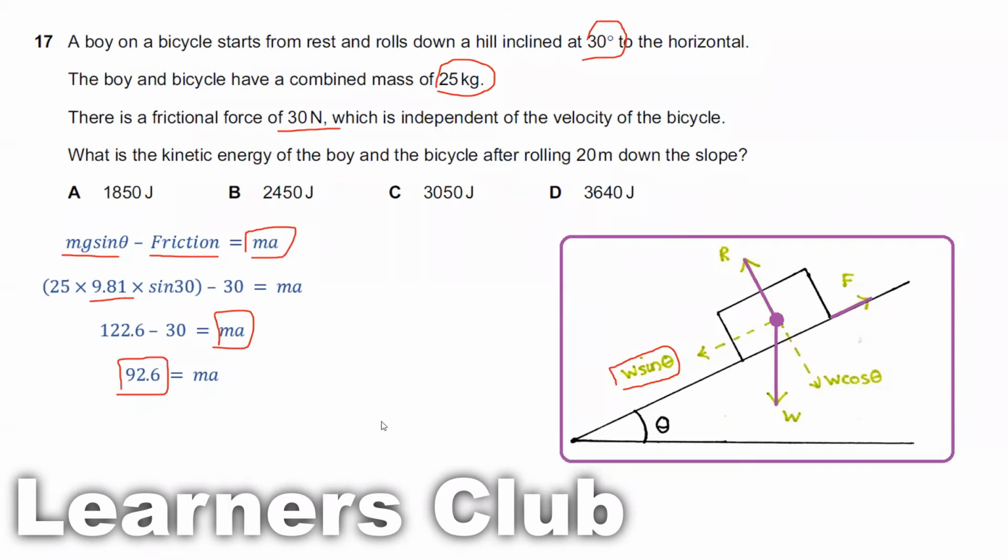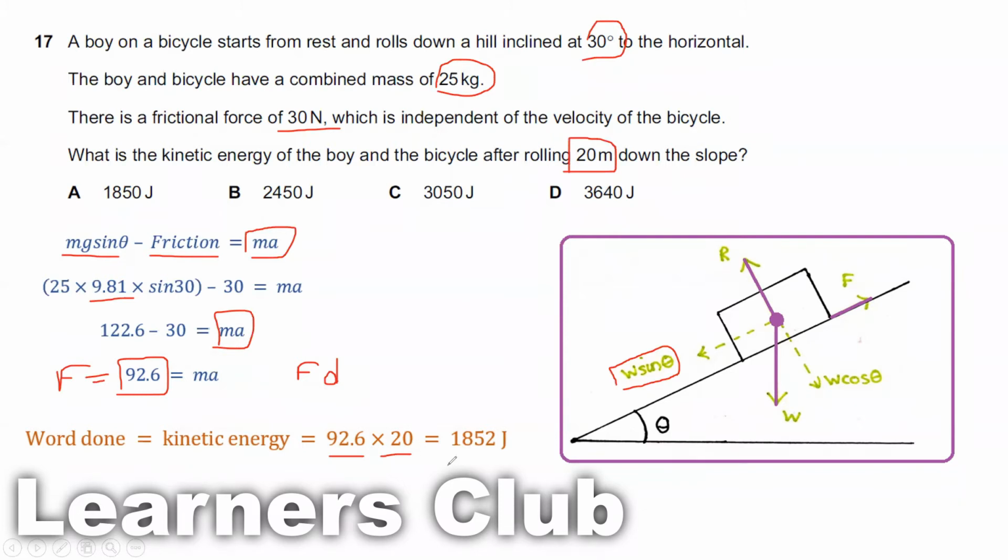Next, you need to find the kinetic energy. Kinetic energy is work done. So you can use this formula, work done, which is the energy transferred to kinetic energy, which is F into D. Work done is force into distance, and we know our resultant force is 92.6 Newton. Multiply by the distance it's going to roll, which is 20 meters. So into 20, we'll get 1852 joule. As you can observe in the choices, the option is A.